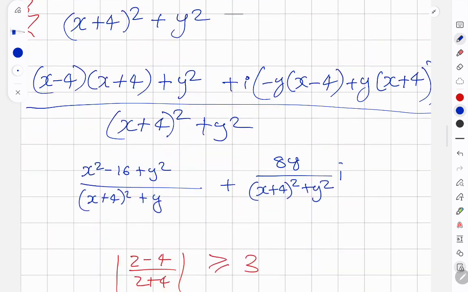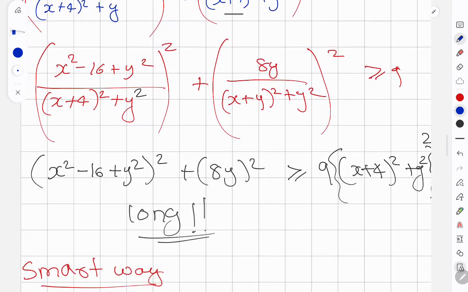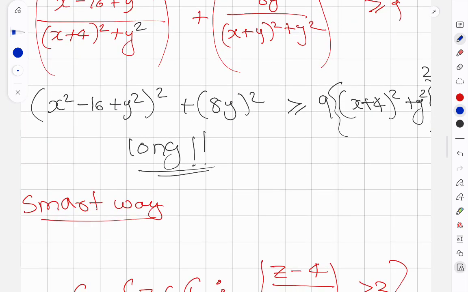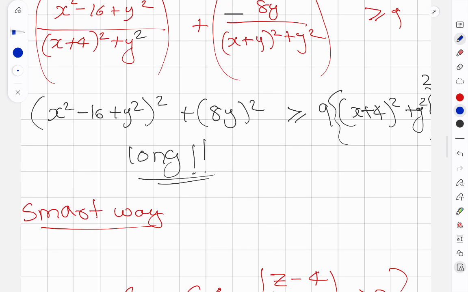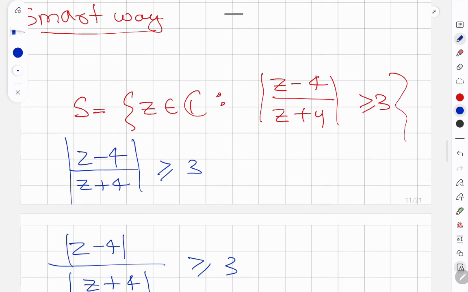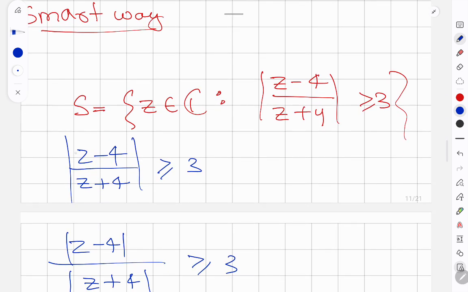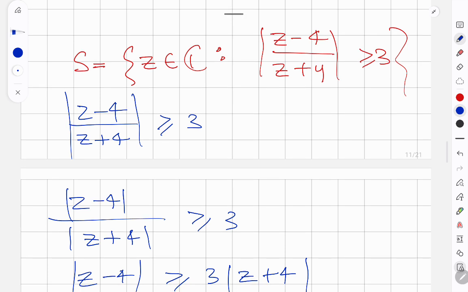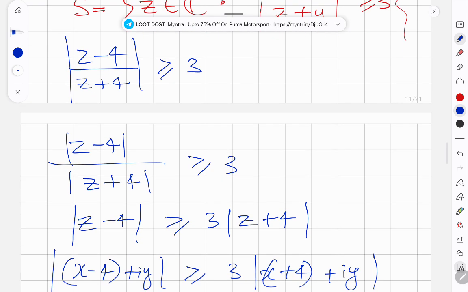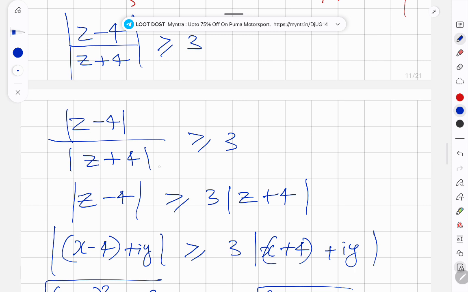But I ended up with a very long equation, which can really be solved, but not in the exam time. You get 3 terms and you get the square. It's too much. So the smart way: the modulus of the conjugate of this one is equivalent to the modulus of this. Then I took this one to that side, and this one to this side.